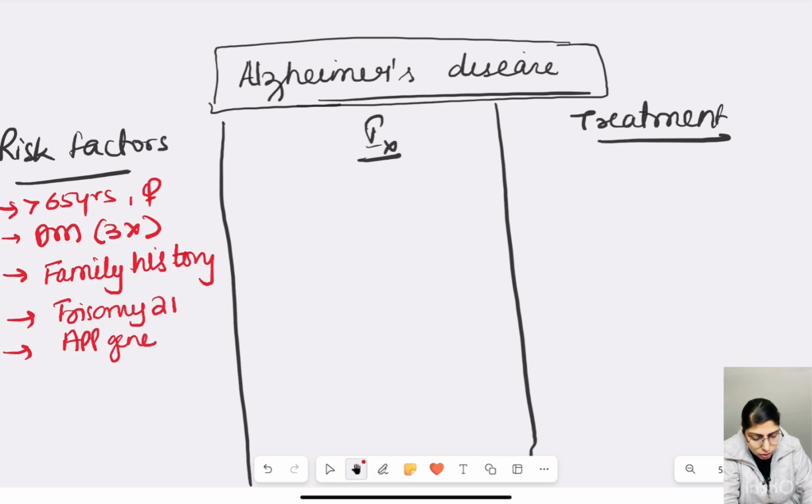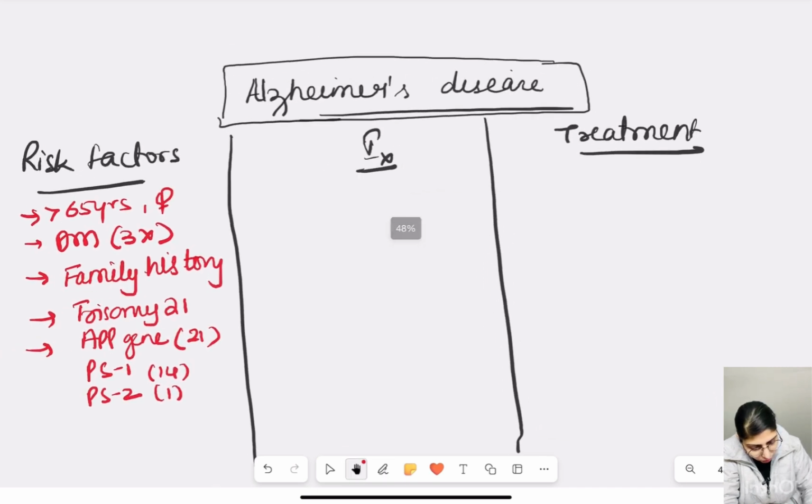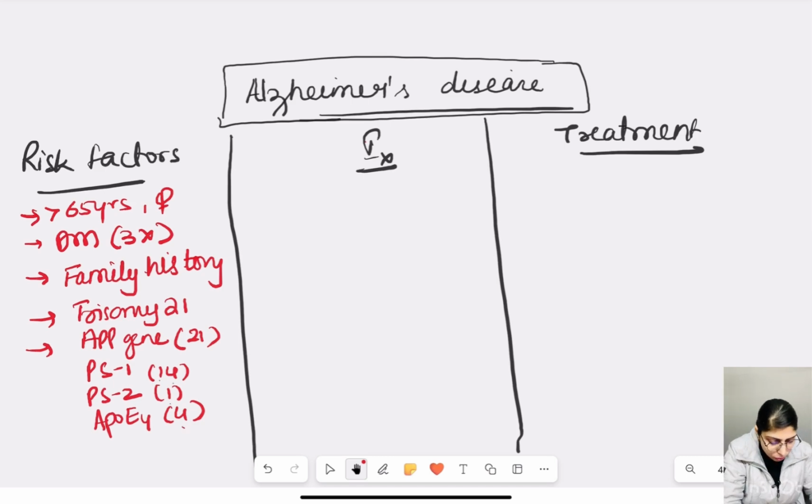Certain genetic factors. The genes that are involved are APP gene, then there is presenilin 1, then there is presenilin 2. Chromosome 21, 14 and 1. 21 and 14 are multiples of 7, so easy to remember, right? So trisomy 21, APP gene, ApoE4 allele, chromosome 4. So you can remember it like 21, 14, 1 and 4, right?